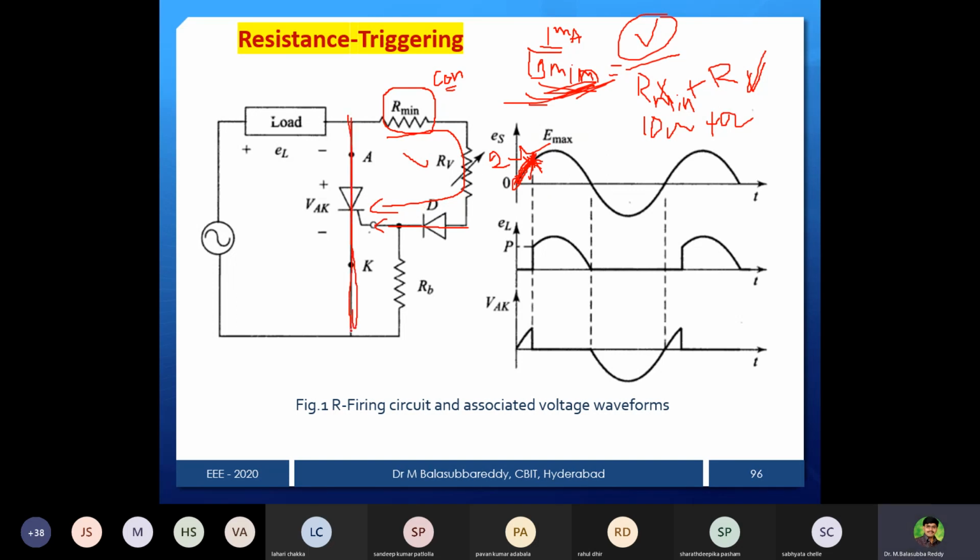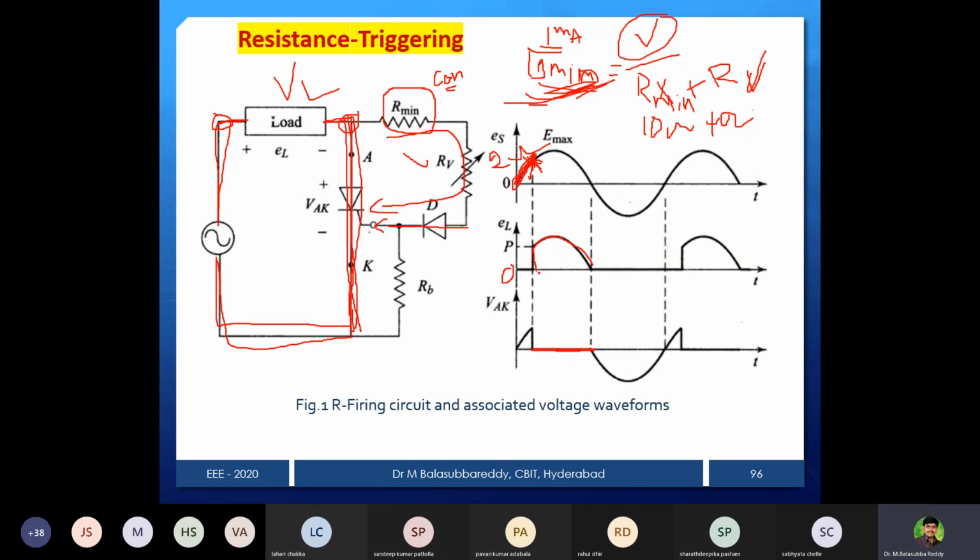Now the switch will be closed. If the device is on, then what is the load voltage waveform? One point of the load is connected here, another point is here, so it is directly connected across the source. Then the voltage across the load is the same as the source voltage once the device is on. And the voltage across the device is 0, because it is on.